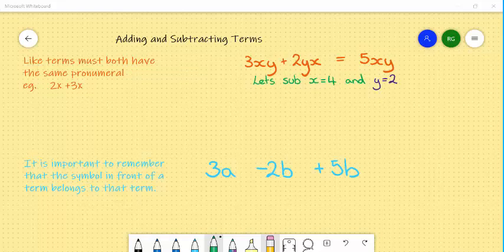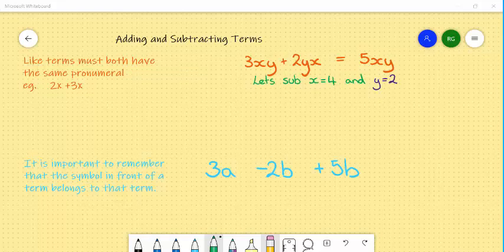Today we're going to be talking about adding and subtracting terms. Now with algebra, the only way that we can add terms is if they are like terms. So like terms must both have the same pronumeral.